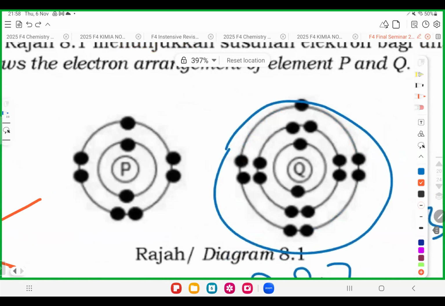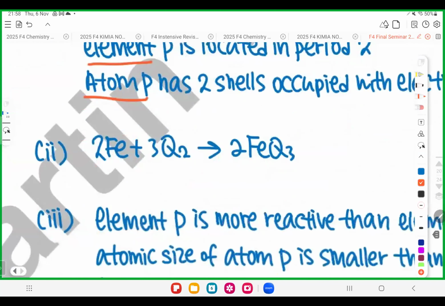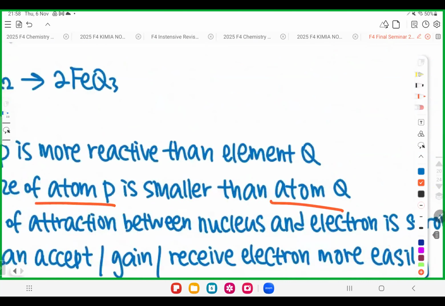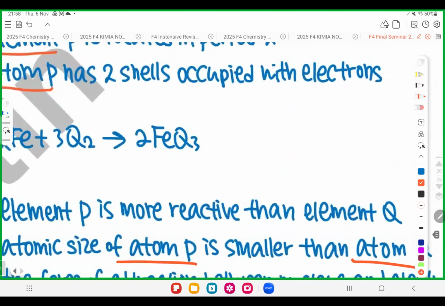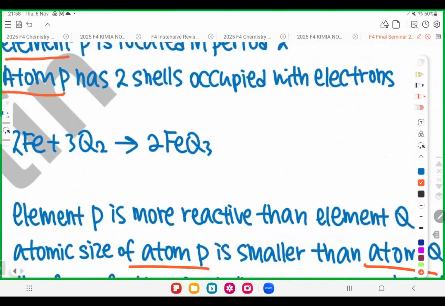So what? This electron is closer to the nucleus compared to Q, right? So in atom P, the electron is close to the nucleus. In atom Q, the electron is far away from the nucleus. Sorry, I forgot to put in, but you can write this down: the valence electron is closer to the nucleus in atom P compared to atom Q, something like that.